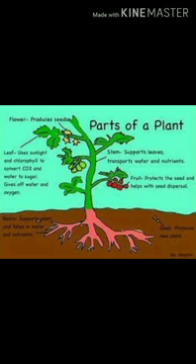Now look at this. How are stem and leaves connected? They are connected through this part. Which part is it? This part is branches. With the branches it is connected with the plant. The leaves are connected with the stem with the help of branches. Okay.